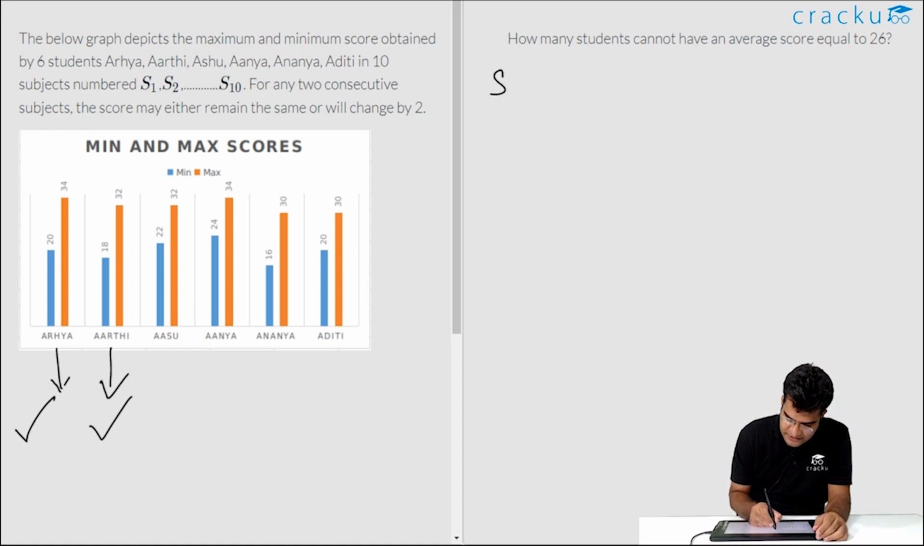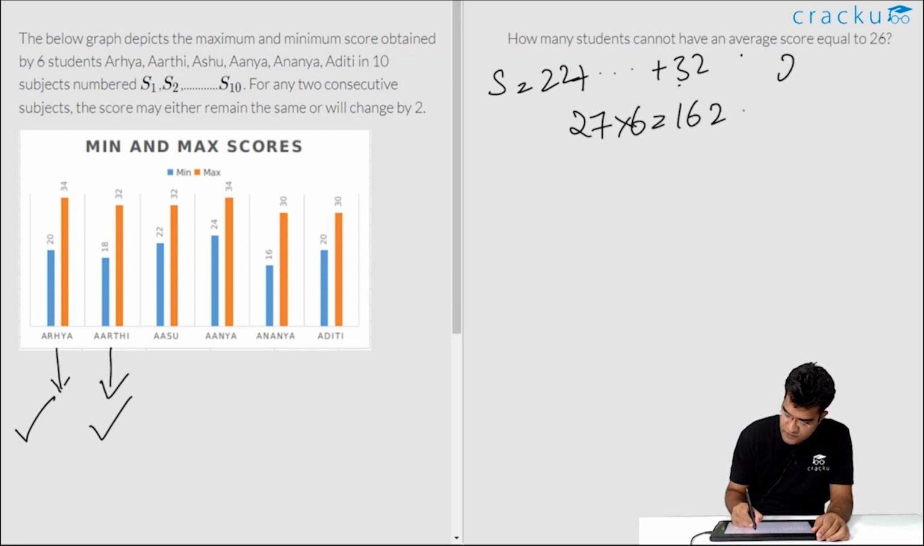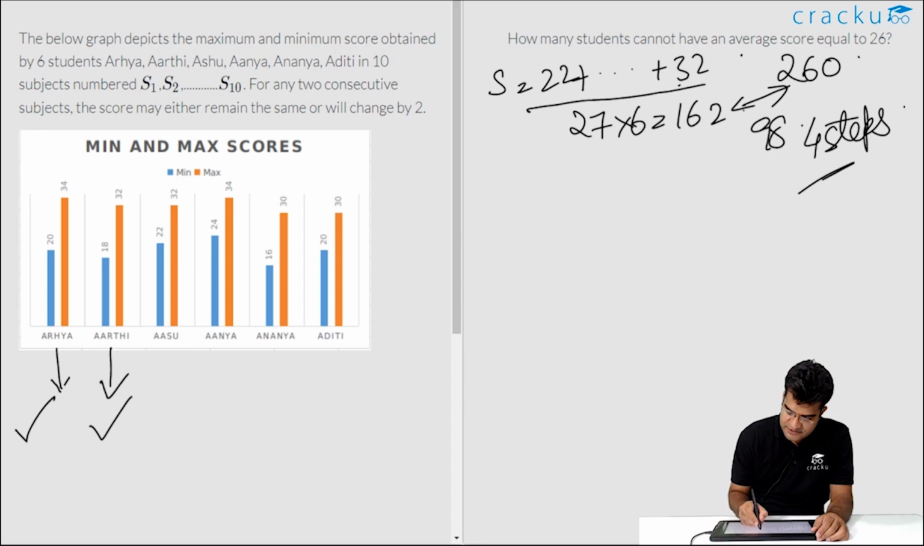Asu starts with 22 and she reaches 32. Here she is taking 6 steps and the sum will equal 27 into 6, which is equal to 162. The total we need is 260. So the difference between 260 and 162 is 98. And how many steps does she have in reserve? She has 4 steps in reserve because to go from 22 to 32, it only takes her 6 steps. Now we have to find out 4 steps such that the sum equals 98.